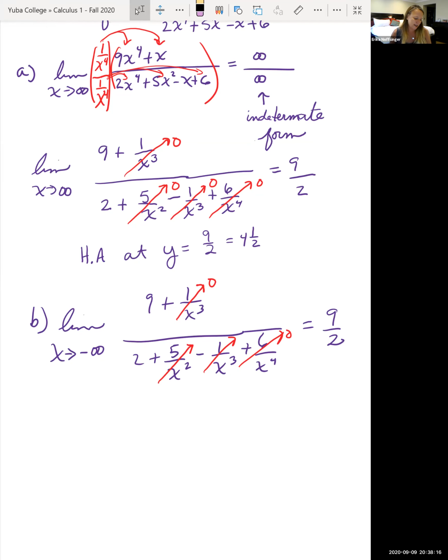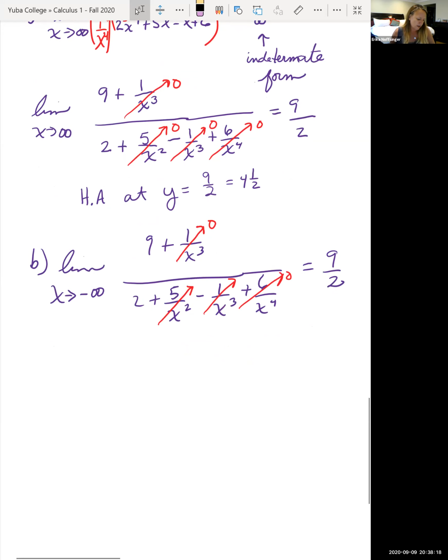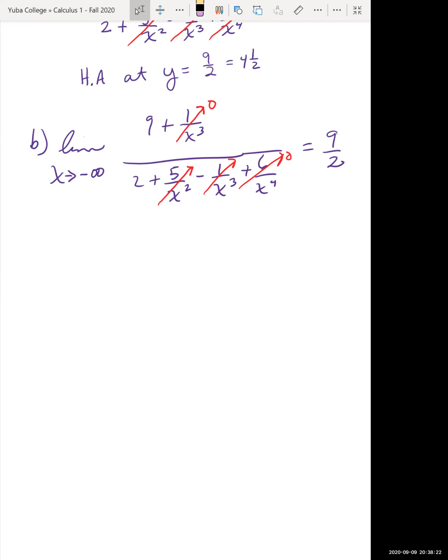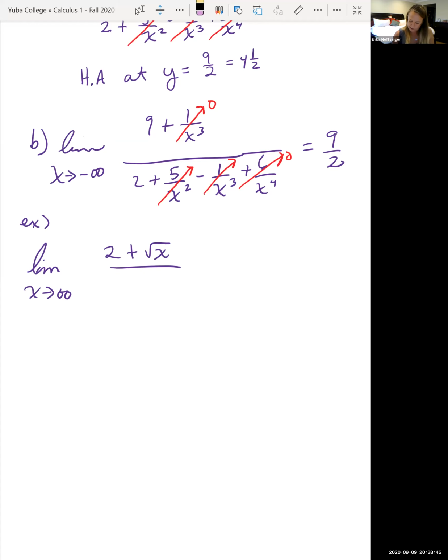So for instance, and this actually kind of tells you. So let's look at the limit as x is approaching infinity of, let's say, 2 plus the square root of x all over 2 minus the square root of x.